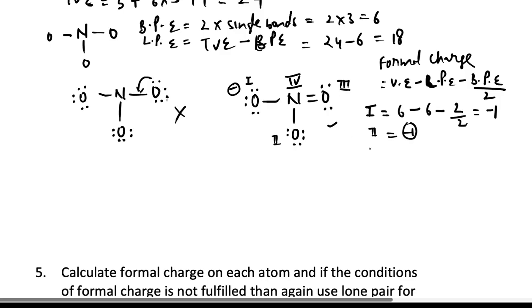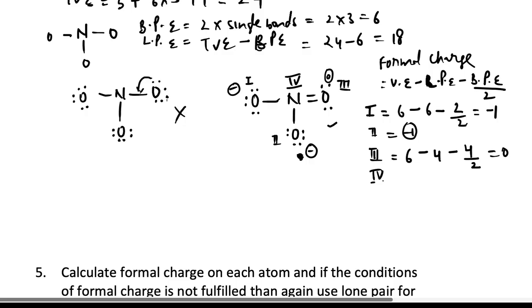What about third? Third oxygen, how many valence electrons are there in oxygen? It's 6, minus how many lone pairs are there? 4, minus how many bonds are there? 1, 2, that means 4 bond pairs are there, divide by 2. So it has 0 charge. Normally we don't show the 0 charge. So this also, second atom oxygen also has a negative charge.